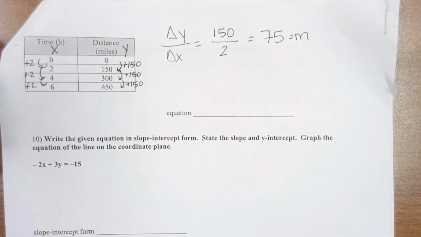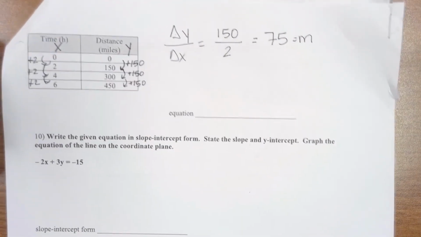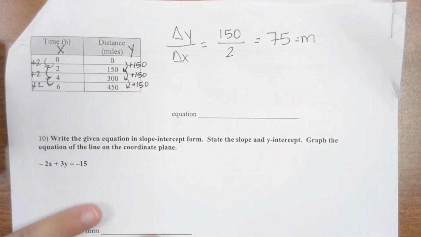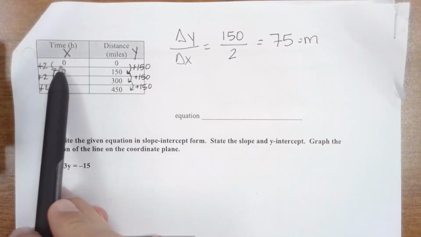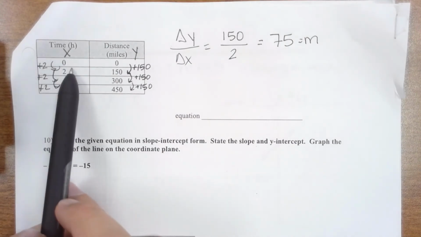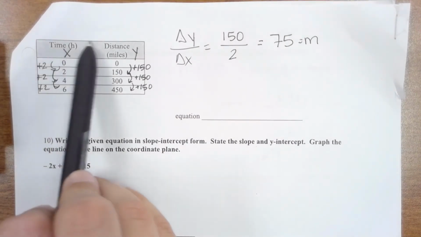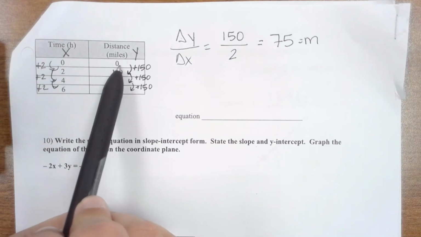So remember, the y-intercept is where your line crosses on the y-axis, which means that your x value is equal to 0. So notice how in the table they tell us that our x value is 0 right here. So my y-intercept is going to be whatever this number is over here, which also is 0.